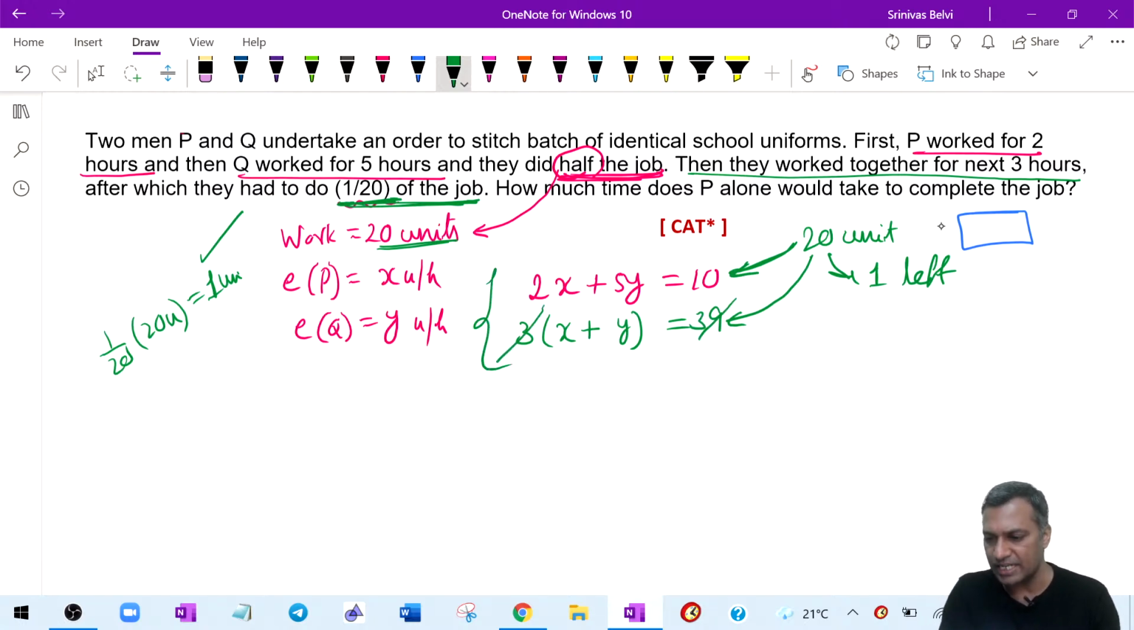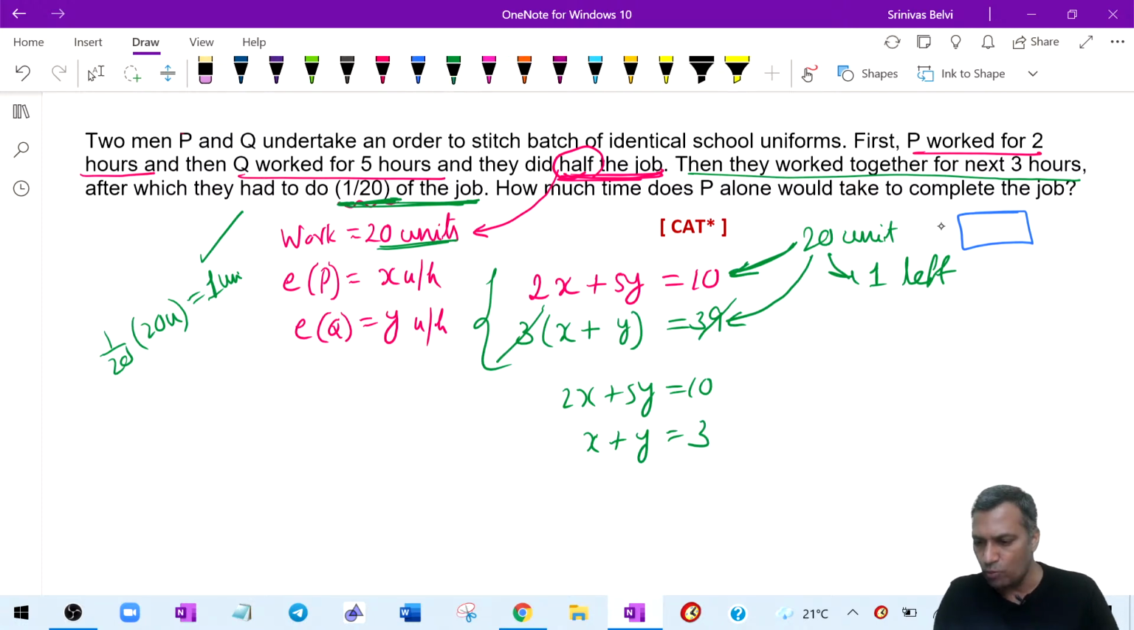I have two simultaneous equations. What is this? 2x plus 5y is equal to 10. I have another equation, x plus y is equal to 3. Now these are the two equations that I got. Now let's solve it. How much time does P alone take, which means find x? Then 20 by x is nothing but my answer. Fair enough. Let's find it.